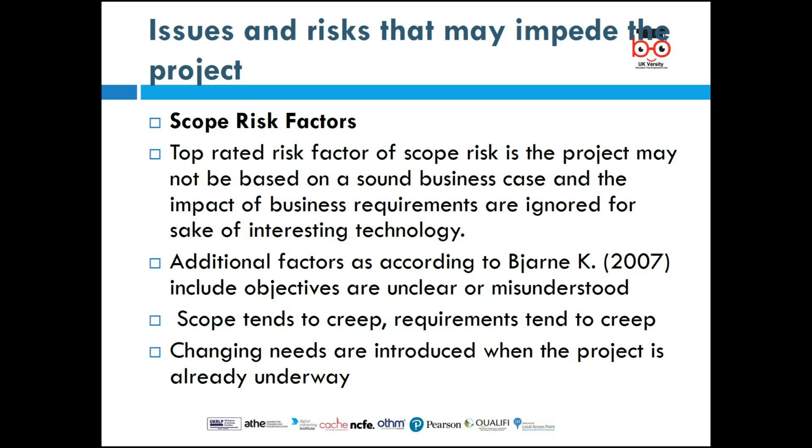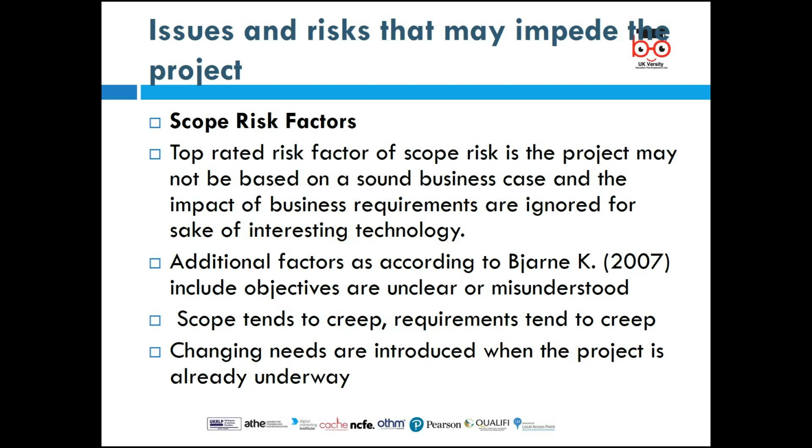Again, additional factors, according to John K. 2007, include objectives that are often unclear and misunderstood. Some of the scope risk factors are that sometimes the business objectives happen to be unclear or misunderstood. This poses a big risk. Before you go in for the project, you have to make sure that the objectives are very clear and everything is understood. One of the scope risk factors is also what is called creep.